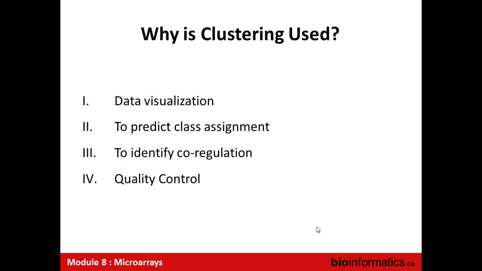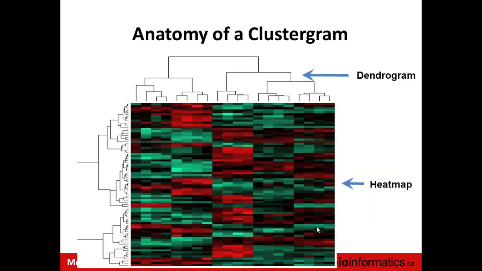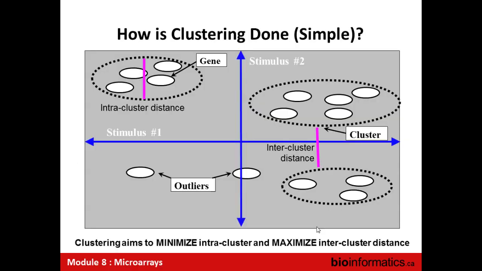There are four good reasons to use clustering in bioinformatics. There are a lot of bad reasons. Number one is visualization. These clustergrams are kind of pretty. That's one good reason to do it.